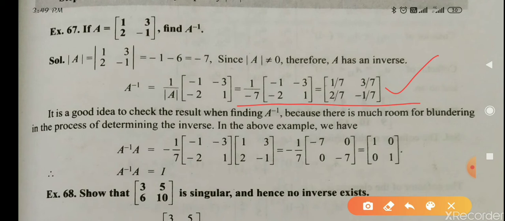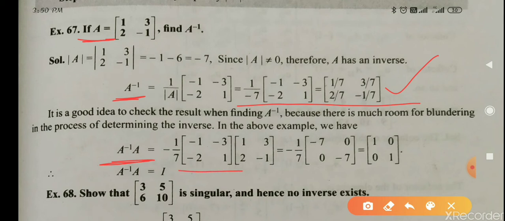Now you have to check whether this inverse is correct or not. So you take this A inverse and multiply it by A. You can see here, I2 should come, because the given matrix is of order 2.